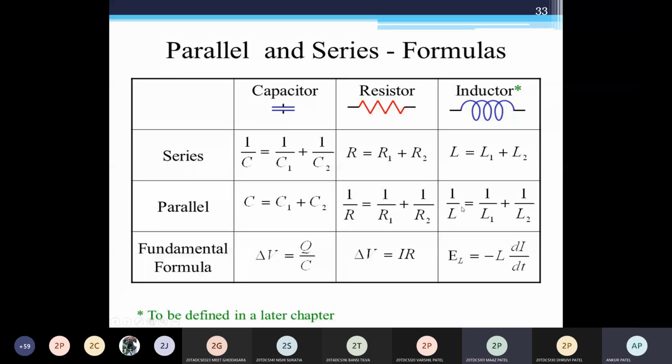Now suppose we want to find the change in voltage, then the fundamental formula for finding this delta V is equal to Q by C for capacitor, I into R for resistor, and minus L di by dt for inductor. So this is the series and parallel formula for all three elements: resistor, capacitor and inductor. Now we are focusing on the resistor. Capacitor we will see in electrostatics, and inductor in electromagnetics in detail.